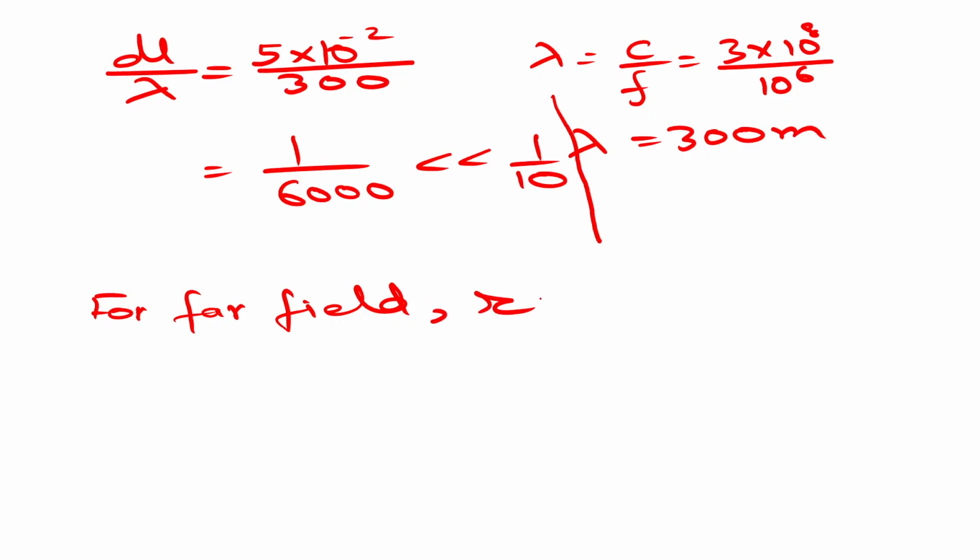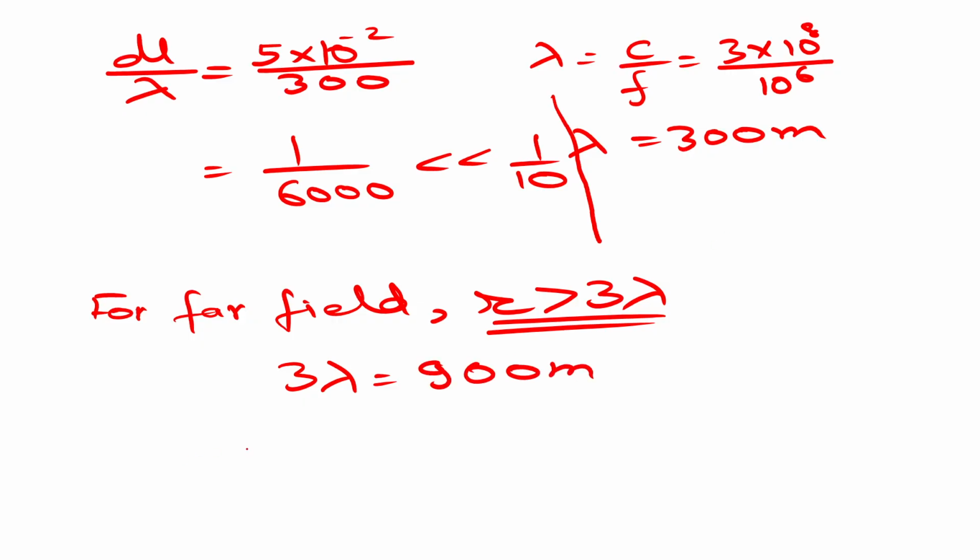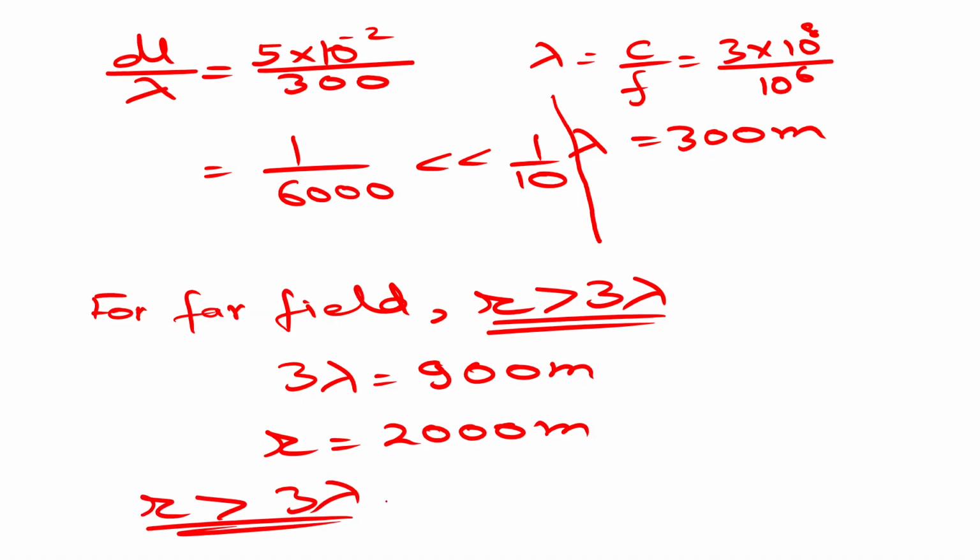for far field r should be greater than 3 lambda. In this case, first we will calculate what is 3 lambda. 3 lambda should be 900 meters, but for us in the question r is given as 2000 meters. So since this r is greater than 3 lambda, definitely we have to calculate in the far field.